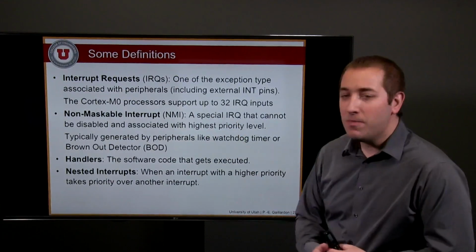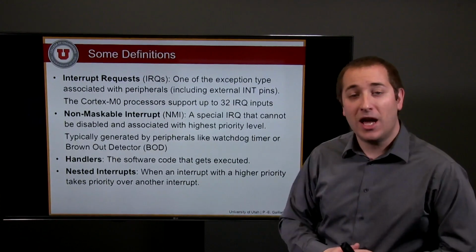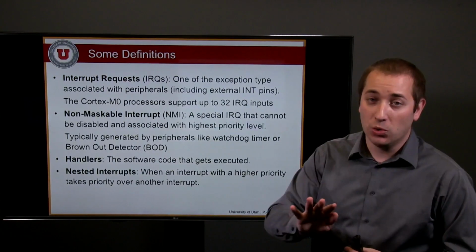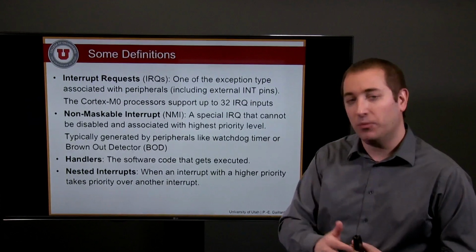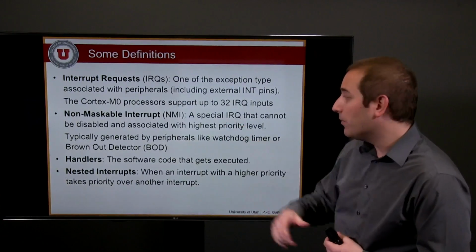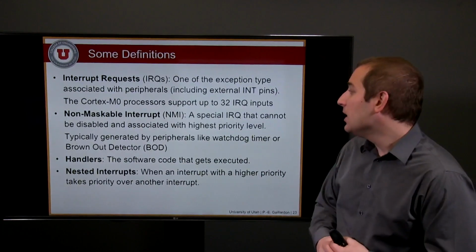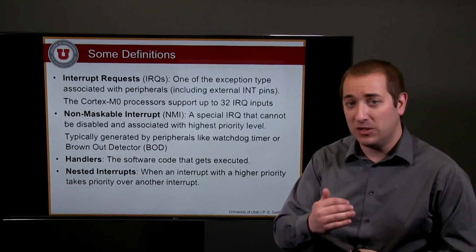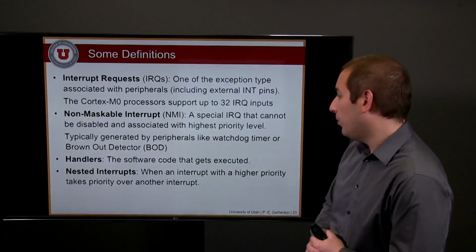We also have non-maskable interrupts. Interrupts can be masked, which means that you can decide that you want to disable them because they're not critical to your application or you want to execute something specific. Some of them cannot be disabled. Those are the NMI, and they are associated with the highest priority level. So not only can they not be disabled, but they will have a higher priority than any other interrupt.